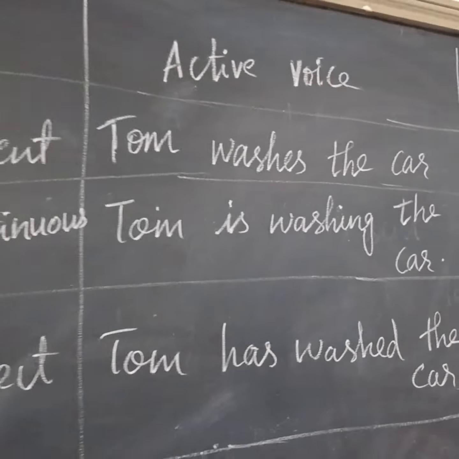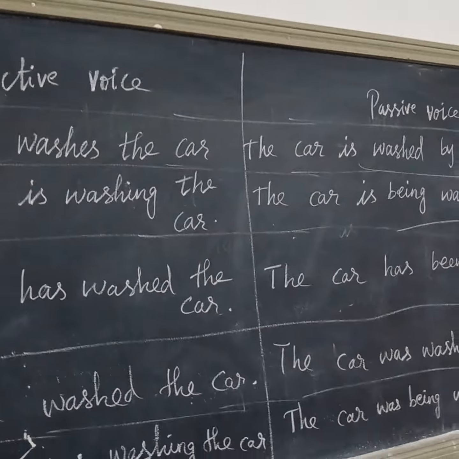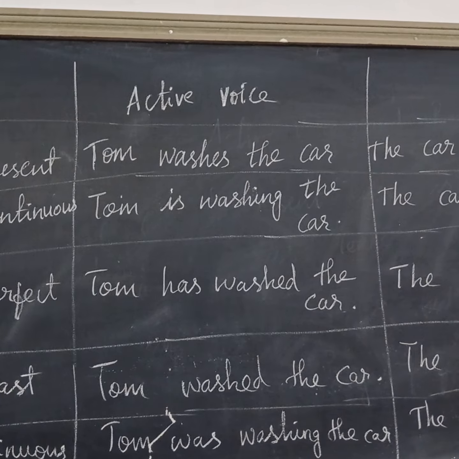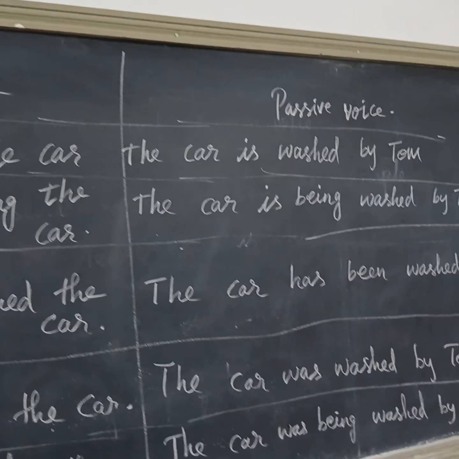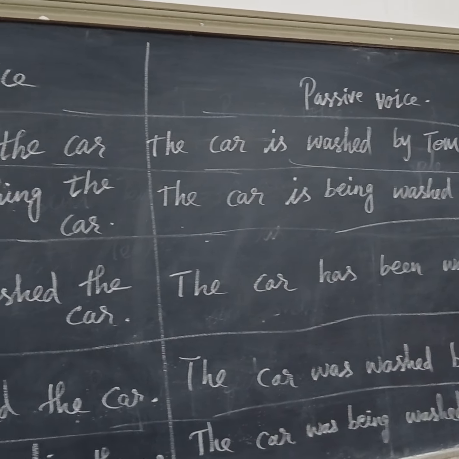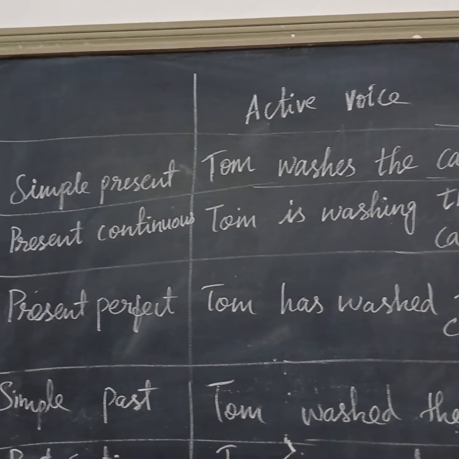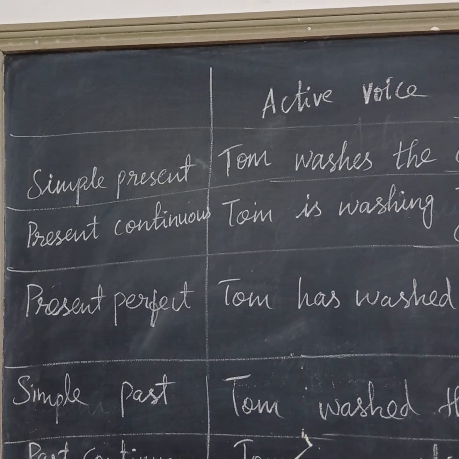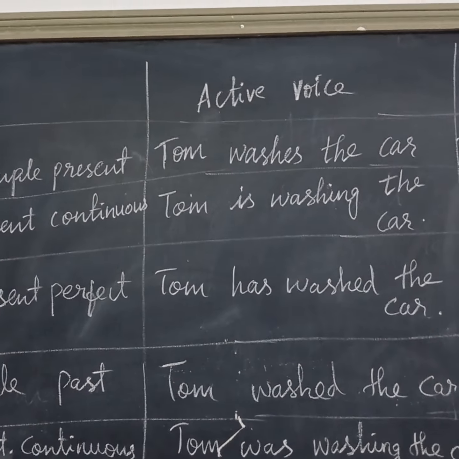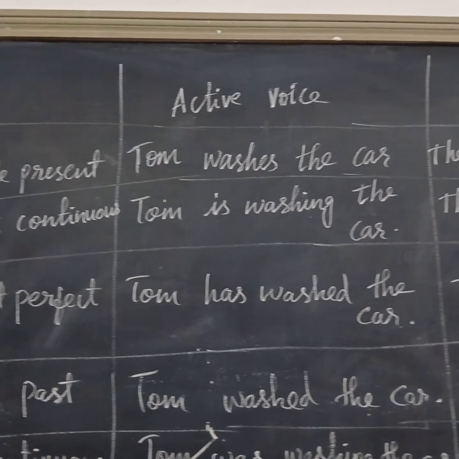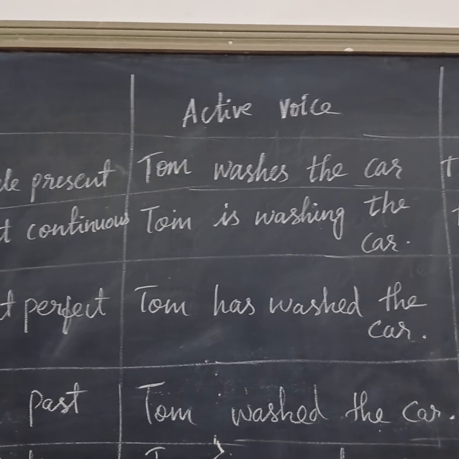When you change active voice into passive voice, the object should come first. So the car should come first and the subject should come last, so by Tom comes at last. In the middle, you have to think about the verb washes. This is simple present tense, so the simple present tense auxiliary verbs are am, is, are. For example, I am, and are is for plural form.